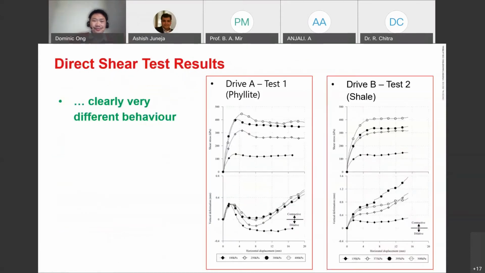Then you can see here, when you try to shear phyllite as well as the shale, that there's a peak happening in the phyllite material. There's a bit more interlocking going on. And then you can also see that in shale, it's quite flat. It does not have a post-peak behavior because it's more like a rock. So you can see that there's a distinct behavior in the material.